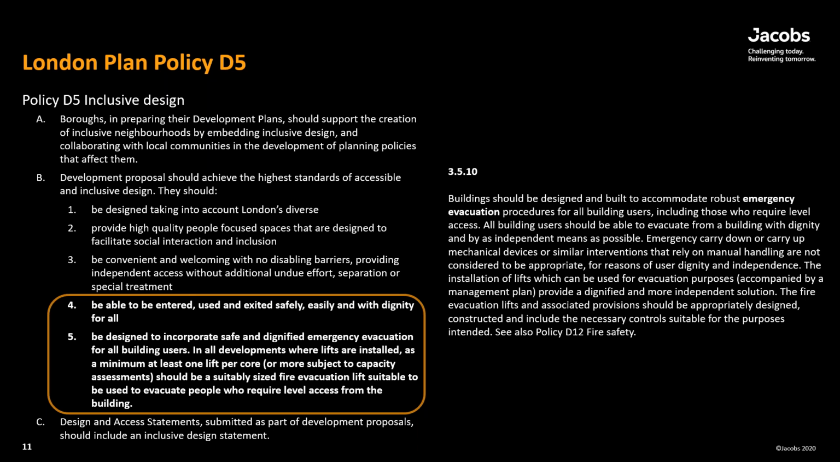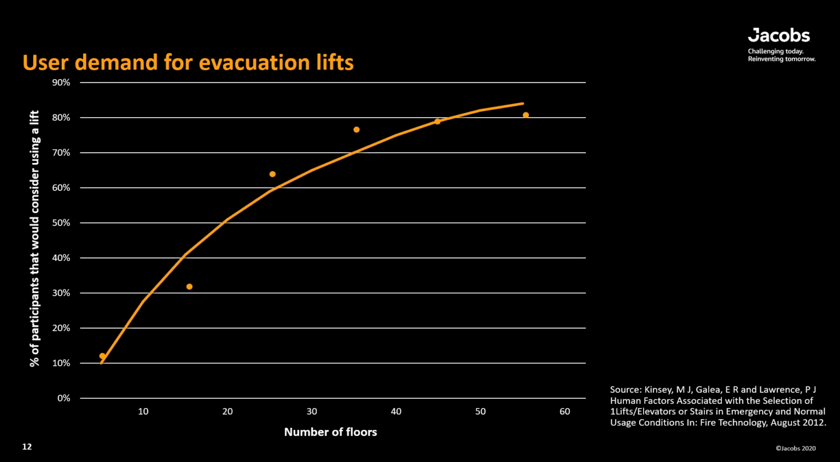You'll see in D5B5 that it mentions capacity assessments. So to add a little bit of context to that, I think it's worth looking into user demand for evacuation lifts, or user demand for people using lifts in an evacuation situation. Quick note on this one, props to Nick Mellor. He provided me with the stats and data on this one from a symposium paper he actually wrote last year. So thank you very much to Nick for this, and the source of the data is also in the corner of the slide.